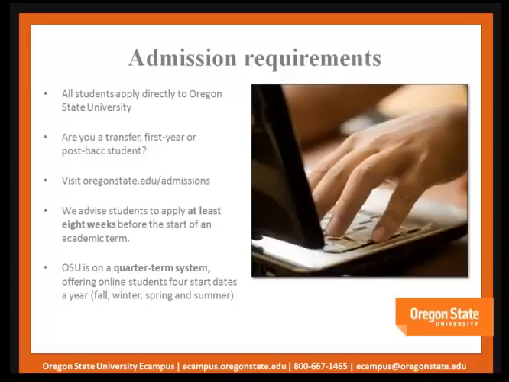Essentially, a first-year student is anyone who has very little previous college or is straight from high school with a high school diploma. It's usually less than 36 credits to be considered a first-year student. Anybody above 36 credits is considered a transfer student. And of course, a post-bac student is someone who holds a full bachelor's degree and is coming back probably for a second bachelor's degree. And just a quick note, OSU is on a quarter-term system.